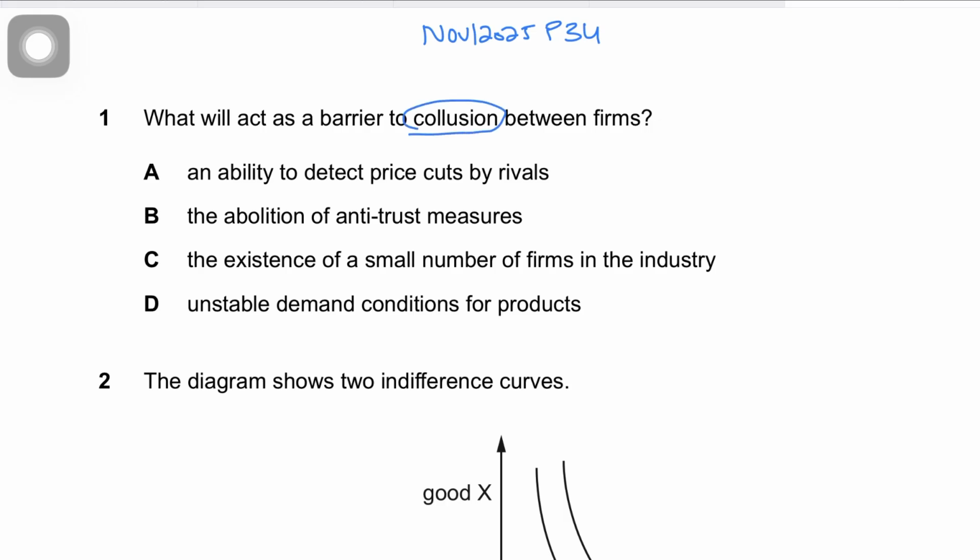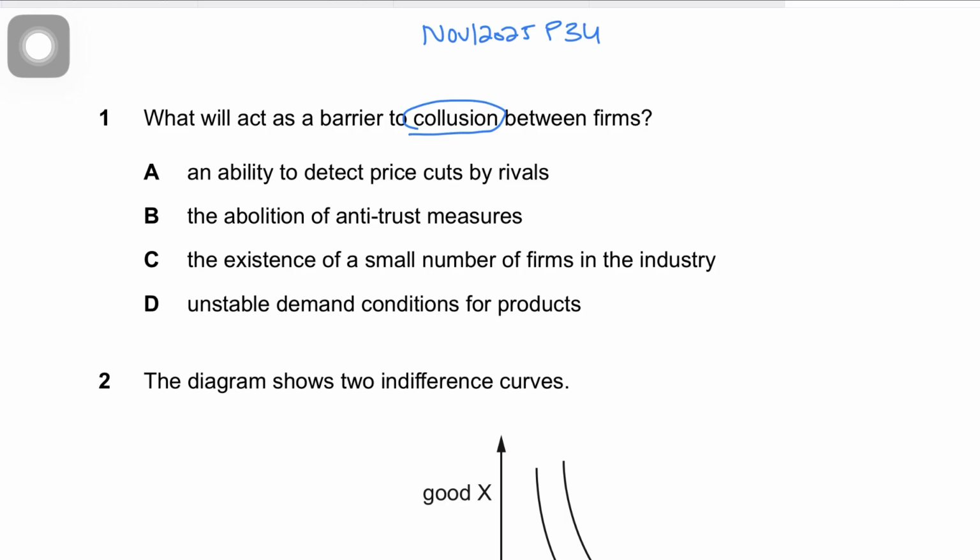Question number 1, which says, what will act as a barrier to collusion between firms? Collusion, that's a nice word. Now, you have to understand that when oligopolists collude, collusion is easier when firms can predict the market conditions and monitor each other's behavior. Obviously, because if I am colluding with someone, the trust element is there, but I can at least monitor what he or she is doing, and that he or she doesn't break the collusion by cheating. And also when the market conditions are more predictable and more stable.